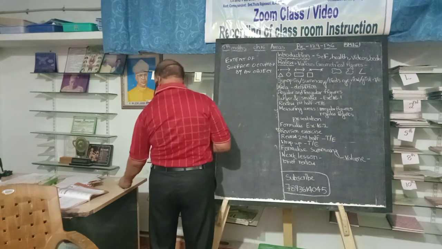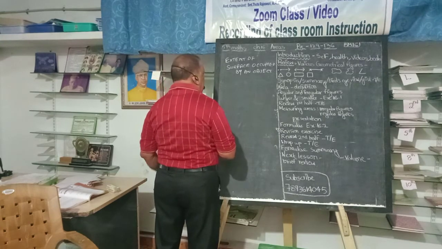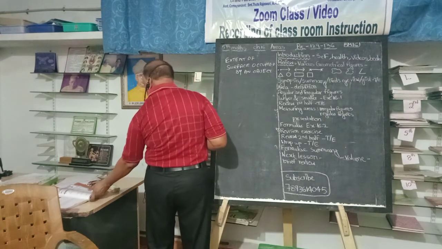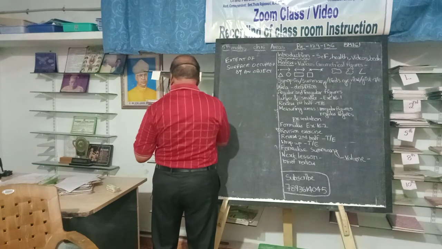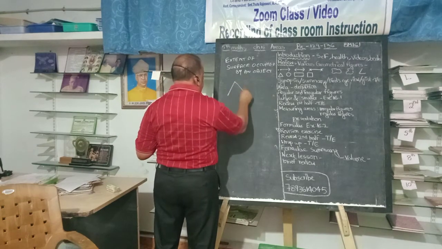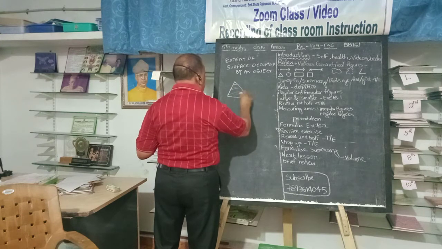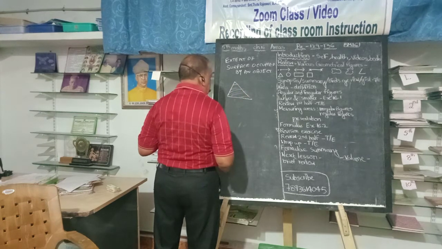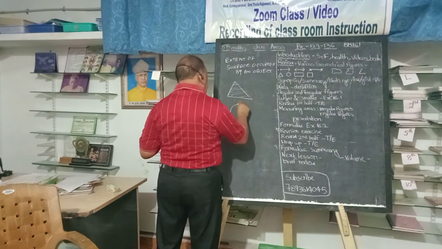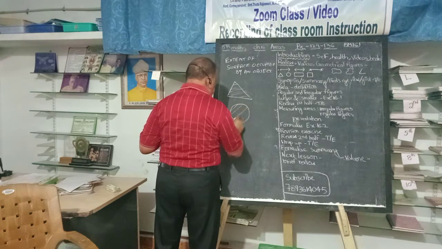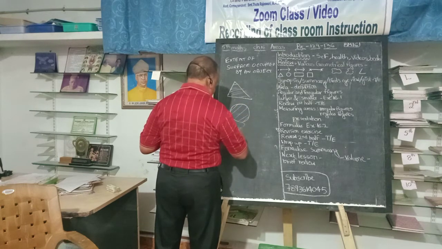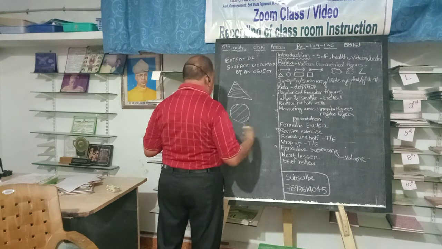Now we have different shapes. Suppose you take a triangle. In the triangle, all the area occupied by it is the area of the triangle. Similarly, a circle, the whole round circle. Similarly, you have a rectangle and all that.